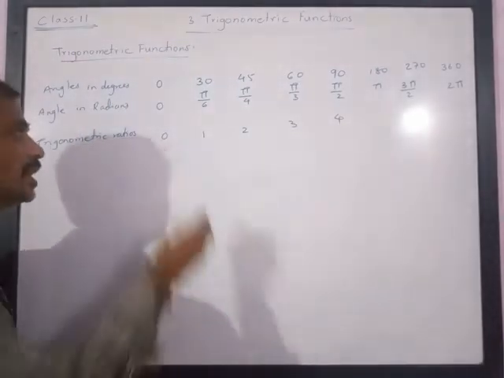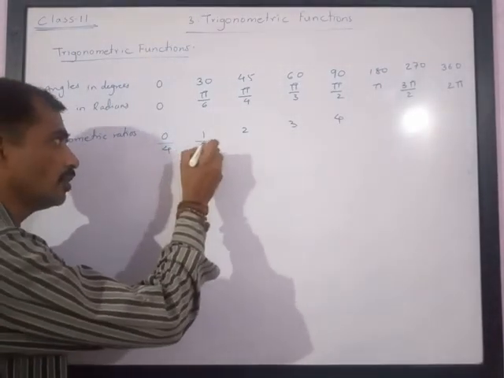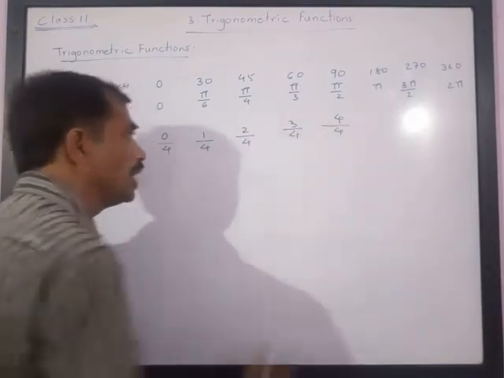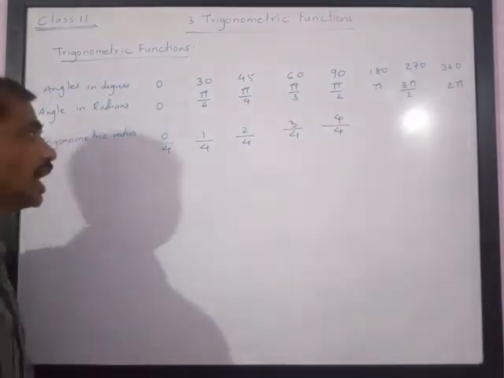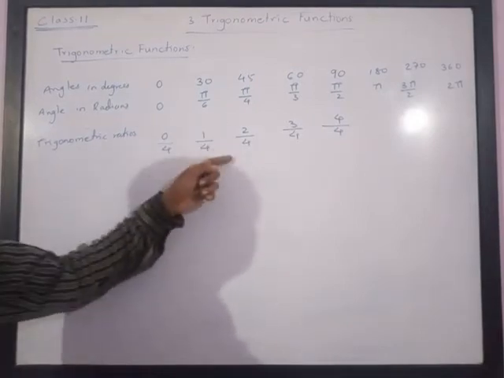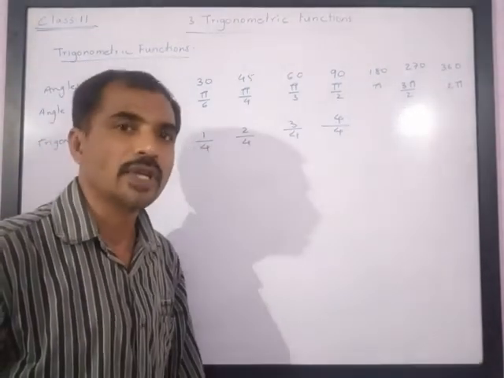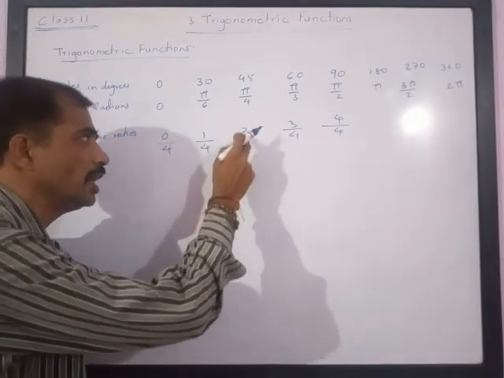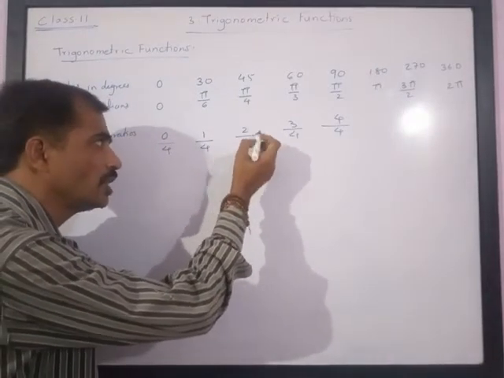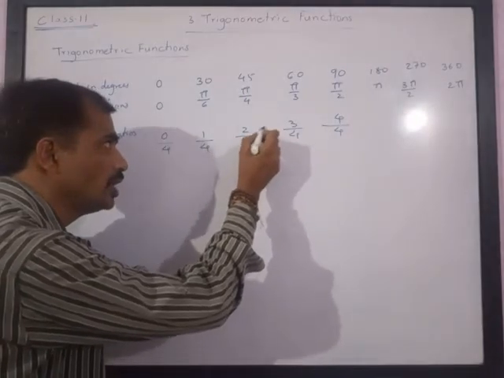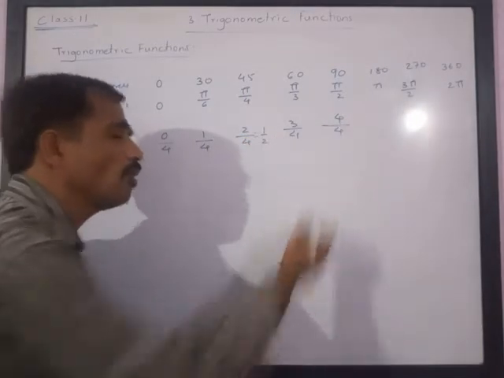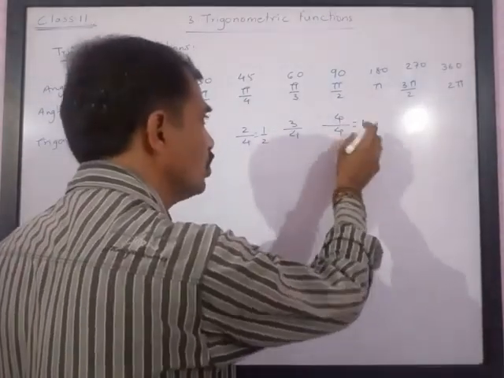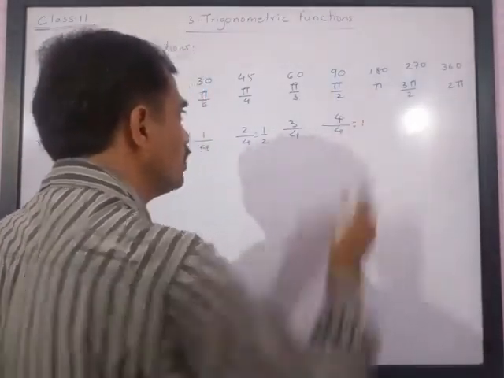Now second step is divide each number by 4. So you will get the ratio something like this: 0 upon 4, 1 upon 4, 2 upon 4, 3 upon 4, 4 upon 4. Now we know that 2 upon 4 is reducible, and if you reduce it, you will get 1 upon 2. Now 4 upon 4 is also reducible. 4 ones are 4 and 4 ones are 4. So you will get this is equal to 1 upon 1, means 1.